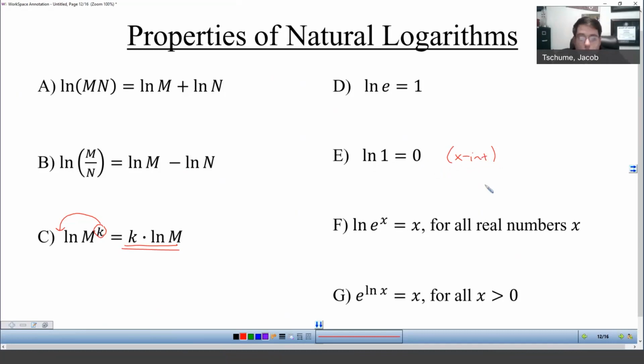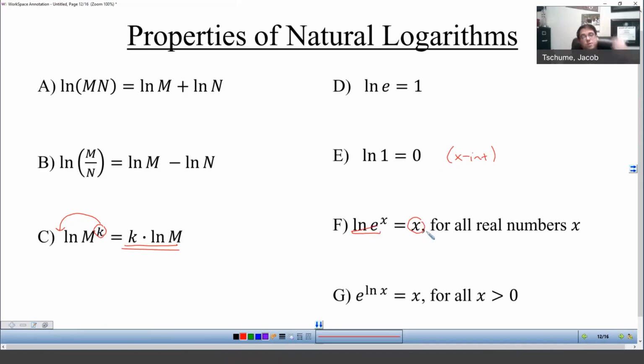Rules F and G are cancellation properties from algebra. So remember that if you take the natural log of e raised to the x, as long as this ln and e are applied right next to each other, they cancel and you're just left with the x value of the problem.